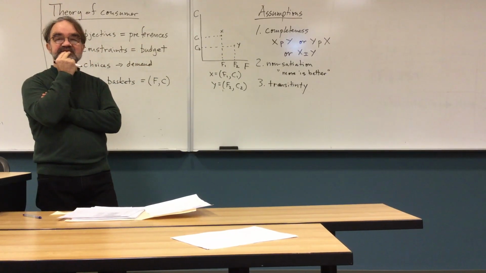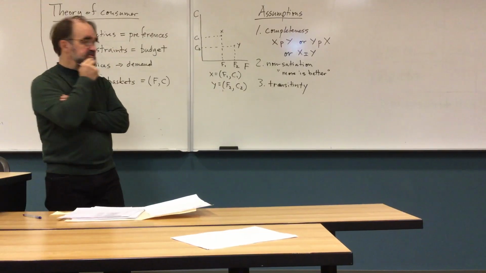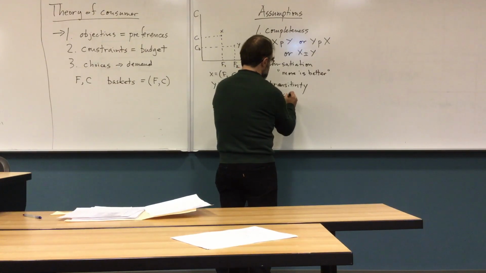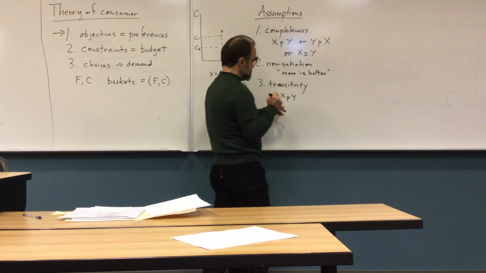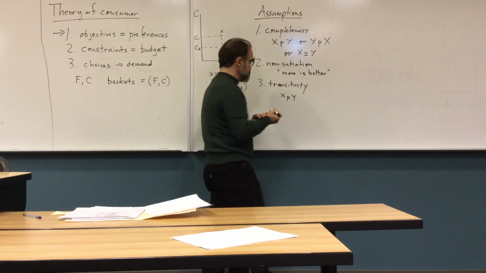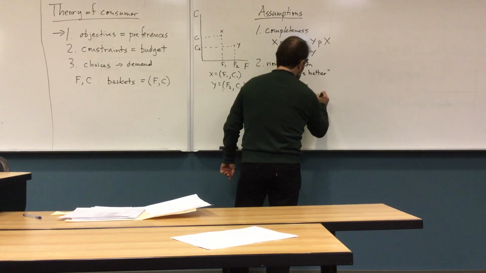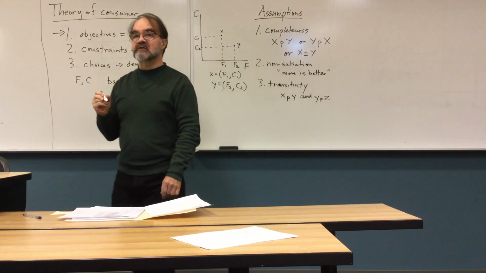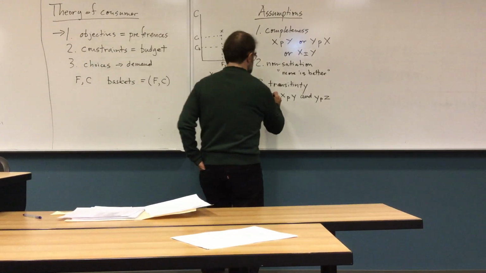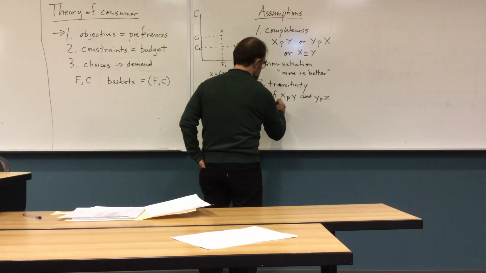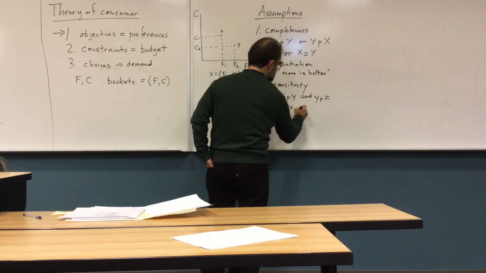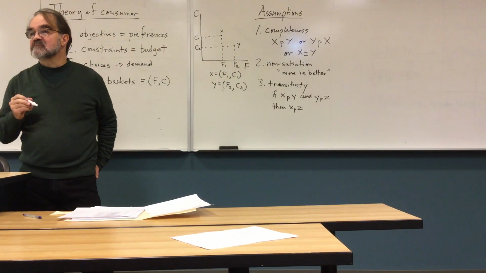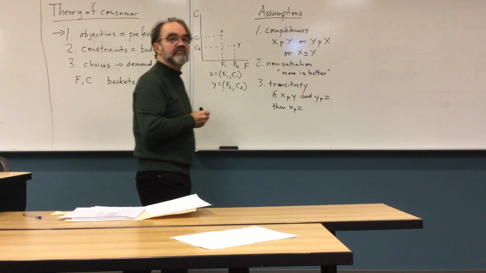Transitivity is a kind of consistency of preferences. Basically, it means if X is preferred to Y, so the consumer will choose X over Y, and Y is preferred to some other bundle or basket Z, then it must be the case that X is preferred to Z. Just kind of consistent behavior. Is that okay with you also?